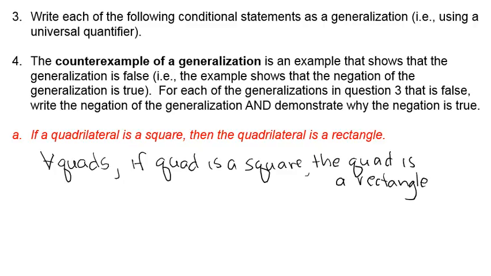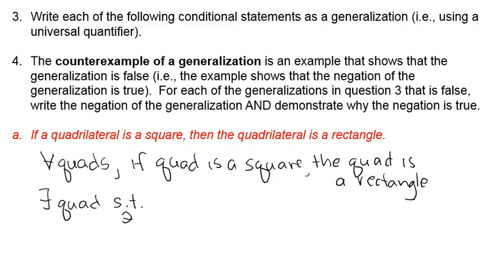Now, question 4 says for each of the statements in question 3 that you think is false, write the negation, and then after you write the negation, demonstrate why this negation is true. Remember that the negation of a universal quantifier is an existential quantifier. So if we had this statement and we wanted to negate it, we'd say, instead of for all quadrilaterals, there exists a quadrilateral such that, or remember the symbol for such that is a backwards E, like that.